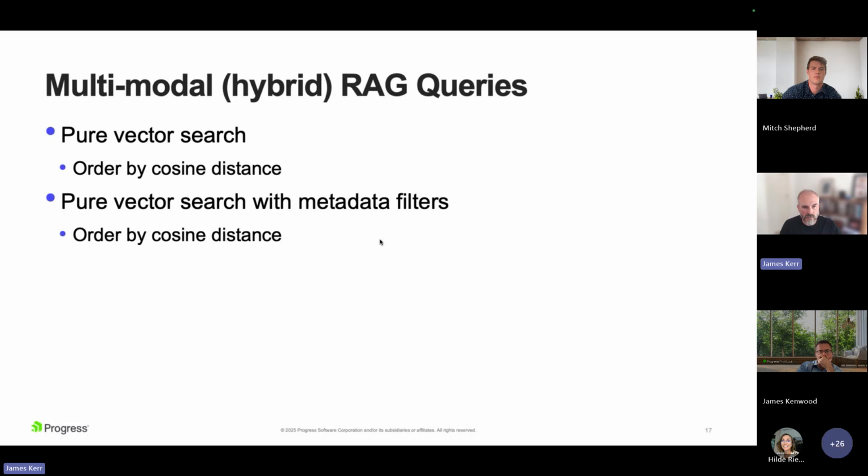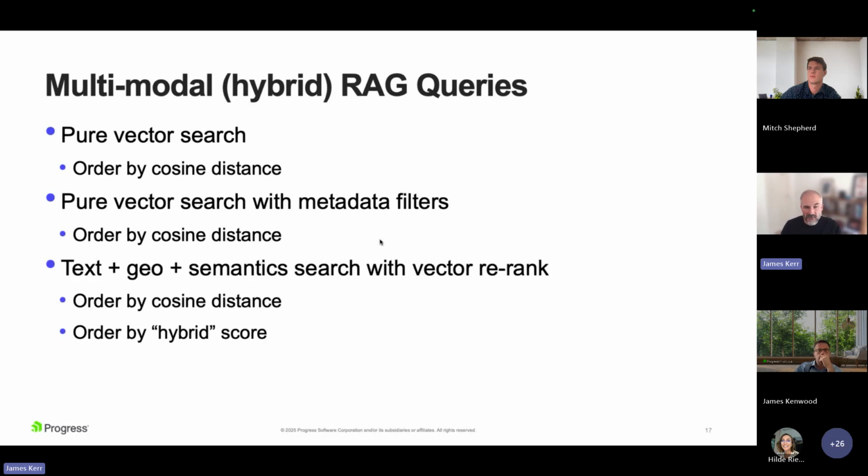Of course, you can then do pure vector search with metadata or content filter queries, being able to combine to limit the documents, say by collection or by fields in your metadata within your documents.